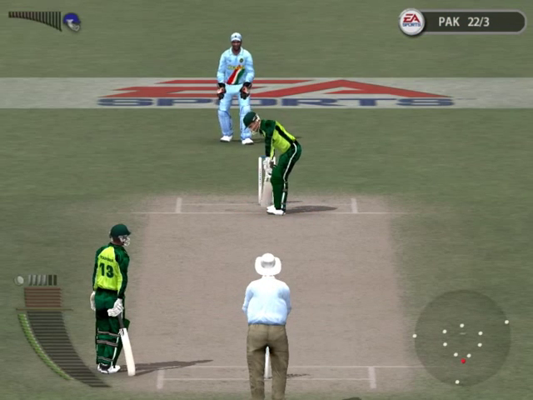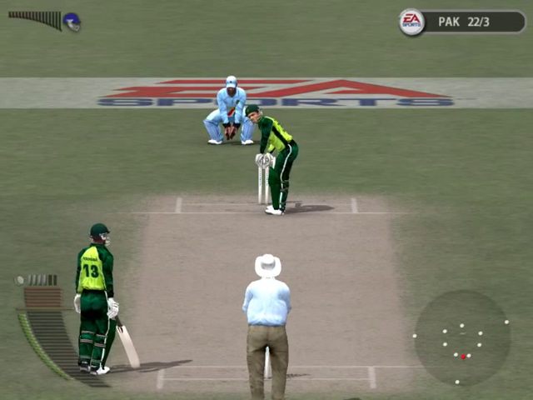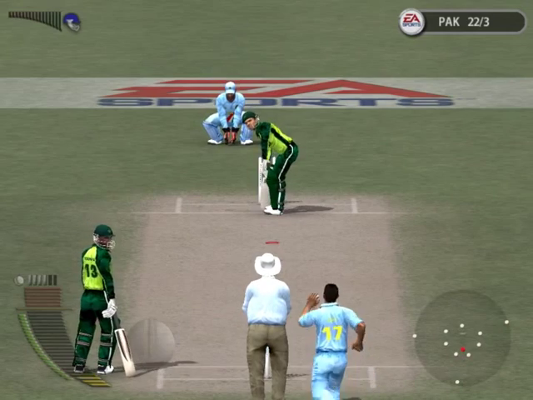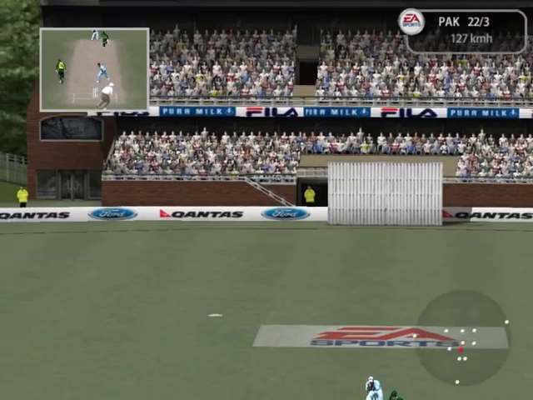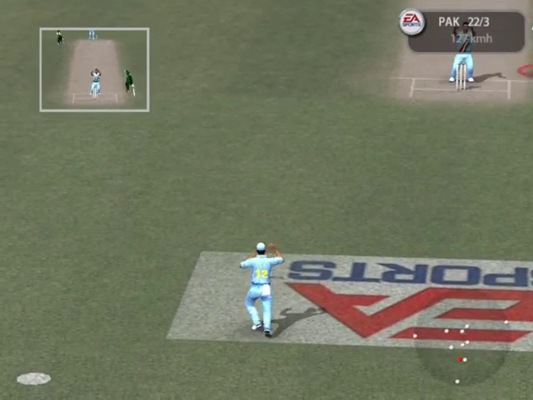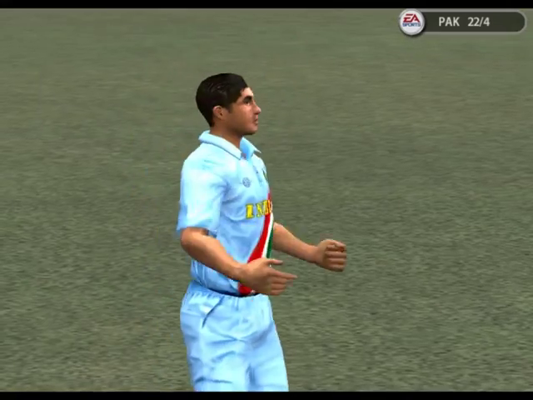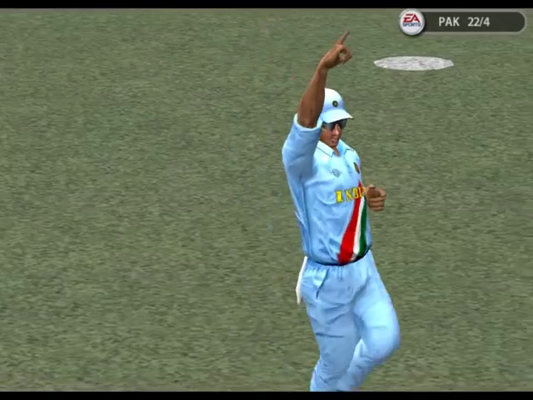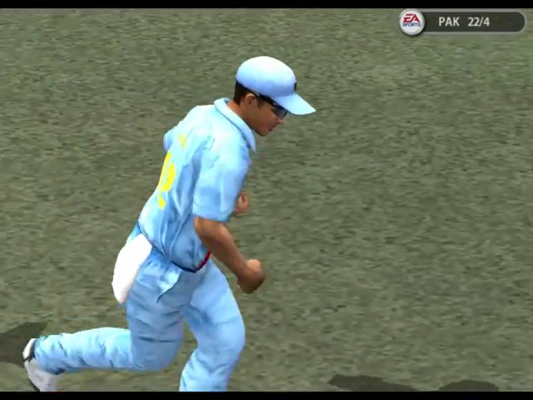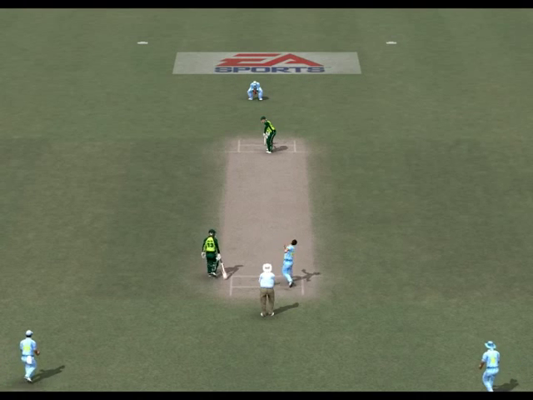Khan continues. There it goes. A superb catch from Yuvraj Singh. That was moving pretty quickly and he did well to cling on to it. Khan has taken 4 wickets now. This was how the wicket fell.